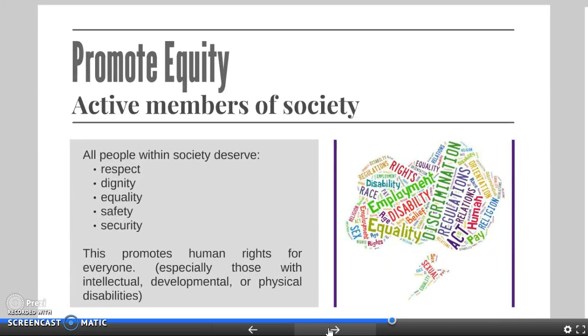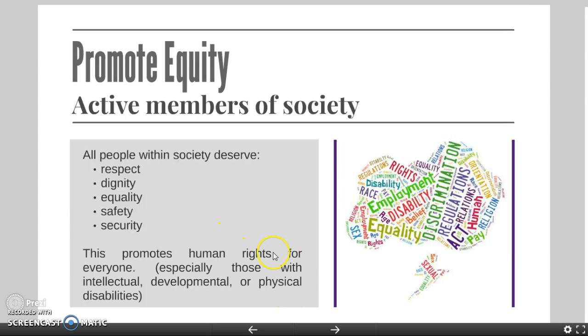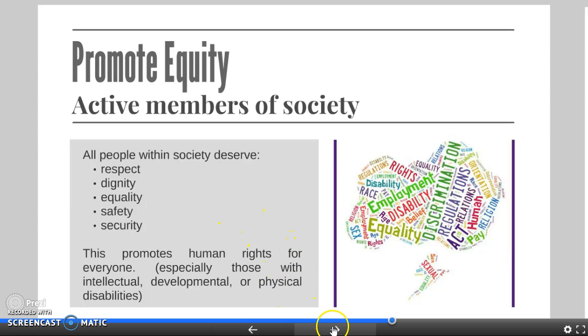One of the other things is just an overall human rights, a people person philosophy. Everyone deserves to have equality. Everyone deserves to be an active member of society. All people within society deserve respect, dignity, equality, safety, and security. Again, this all really stems from everyone contributes differently, but with all these things, that'll give everyone the opportunity to do that.